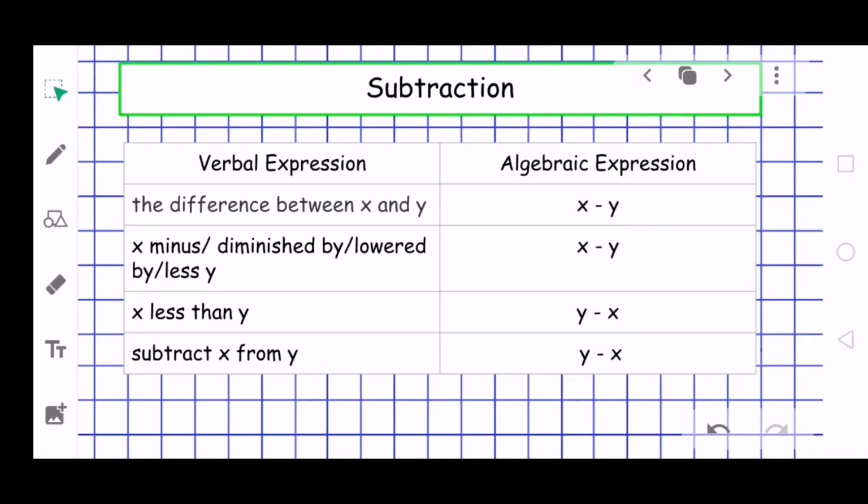While for subtraction, we might encounter these terms: difference between x and y, that is x minus y; x minus y, or x diminished by y, lowered by or less y, can be expressed as x minus y; or x less than y, that is represented as y minus x. And lastly is subtract x from y, or simply y minus x in algebraic expression.